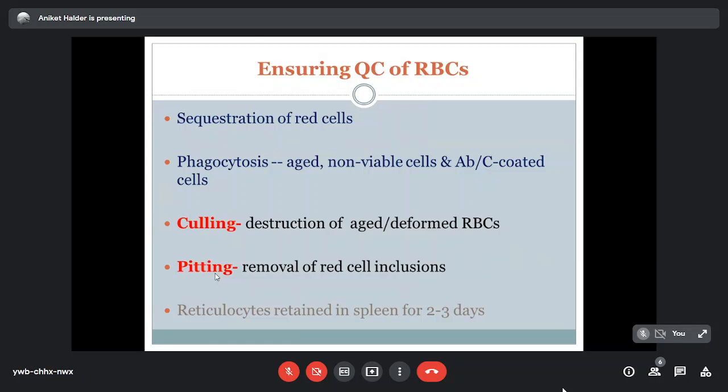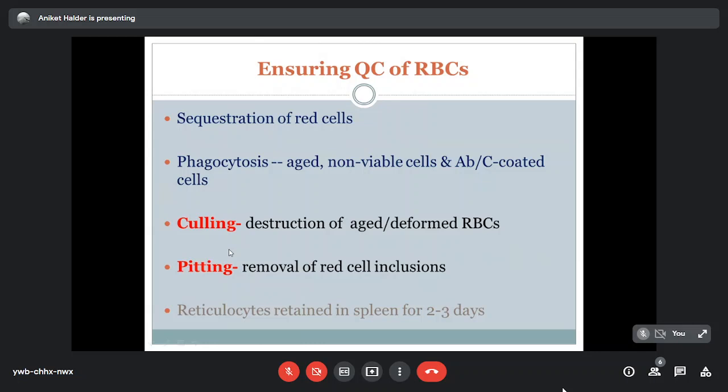So these damaged cells will be unable to enter these fenestrated capillaries, and so they will be phagocytosed by the macrophages which are present in the reticulum of the splenic cords. Also, the antibody and complement coated red cells which enter the splenic cords are picked up by the macrophages and are killed there. So an important function of the spleen is the culling of the red cells, which is nothing but the destruction of the aged and deformed RBCs.